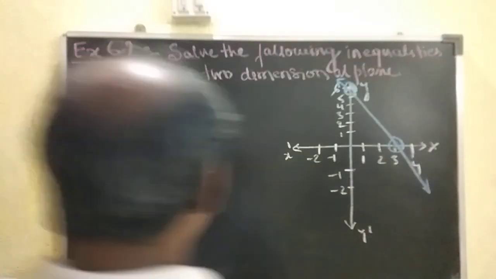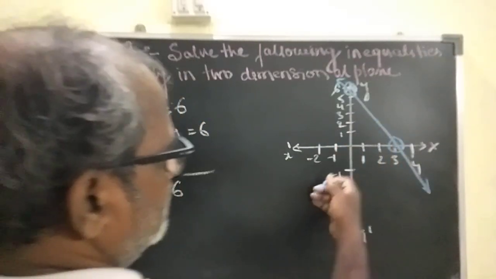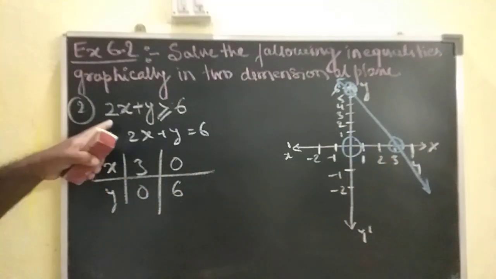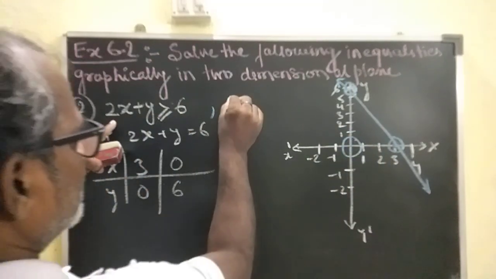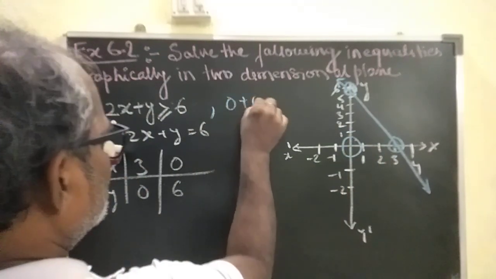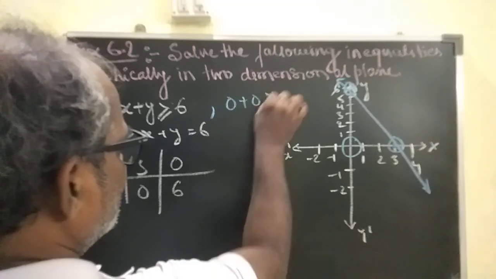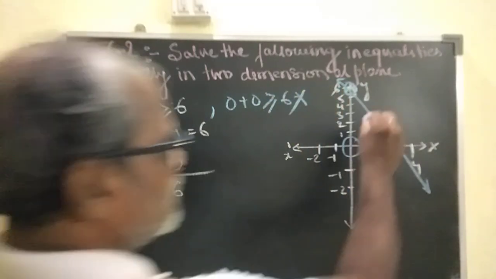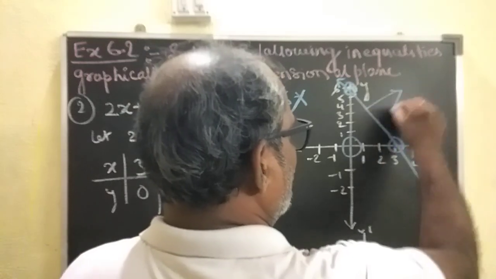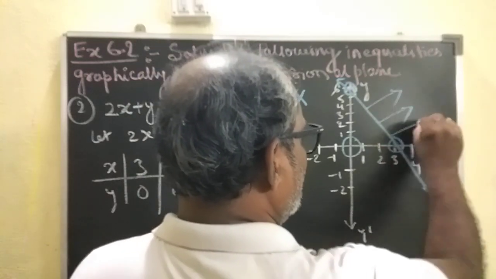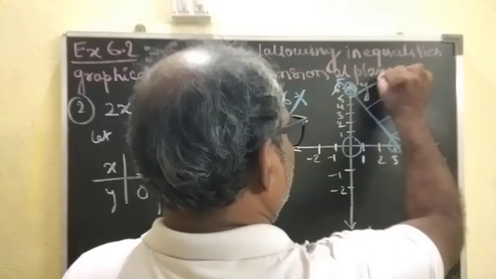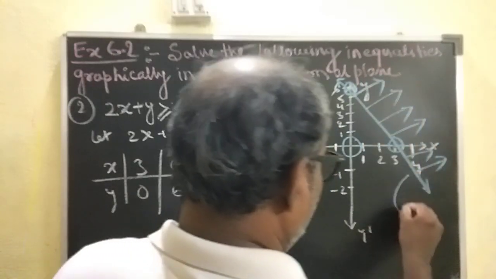Now we have to see which side we have to shade. This side we have to shade, or the upper side. We take 0, 0 as a point, putting here 0, we get 0 plus 0 is greater than or equal to 6, which is not possible. That means we have to shade on the upper side. ऊपर की तरफ हमें shade करना है. And write down here.